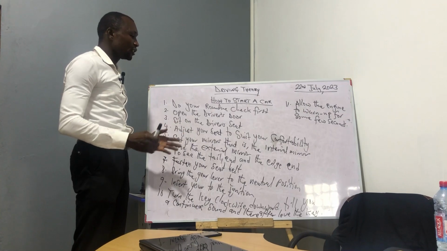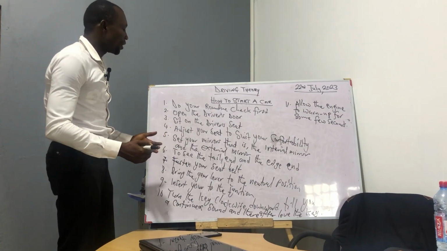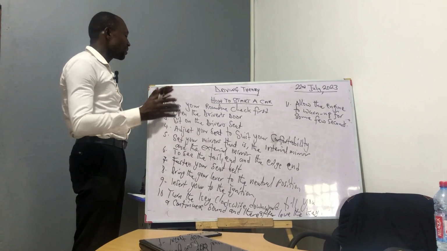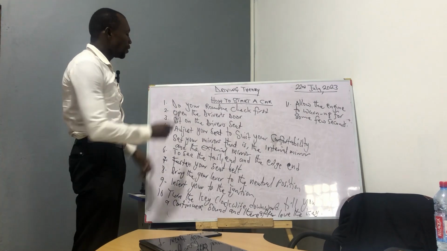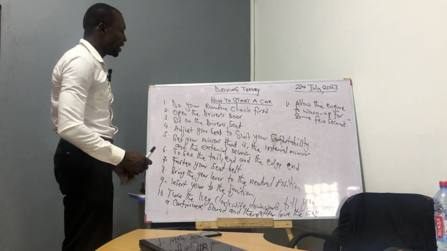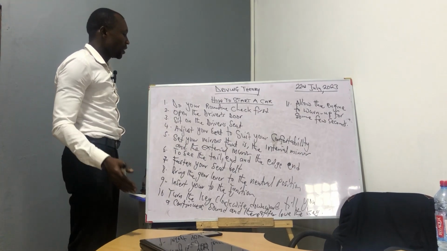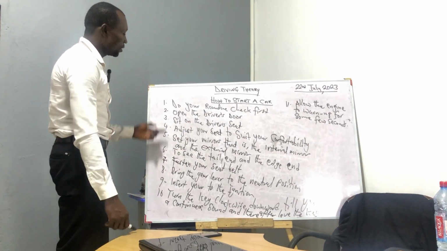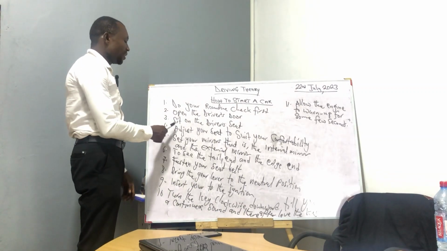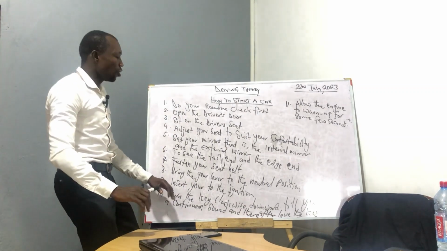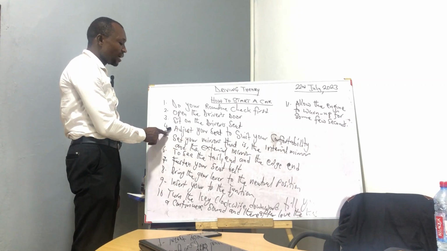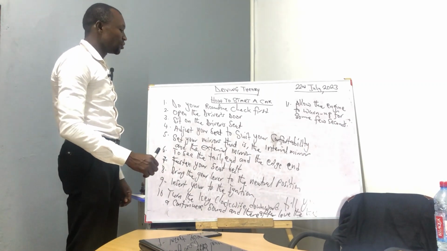When you are done with your routine checks, opening your bonnet, checking your brake fluid, your engine oil, your power steering fluid, your battery terminals, everything, that sums up the routine checks. Then you close your bonnet, come back, and open the driver's door. That is step two. When you open the driver's door, the next step is step three, sit on the driver's seat. Then, adjust your seat to suit your comfortability.